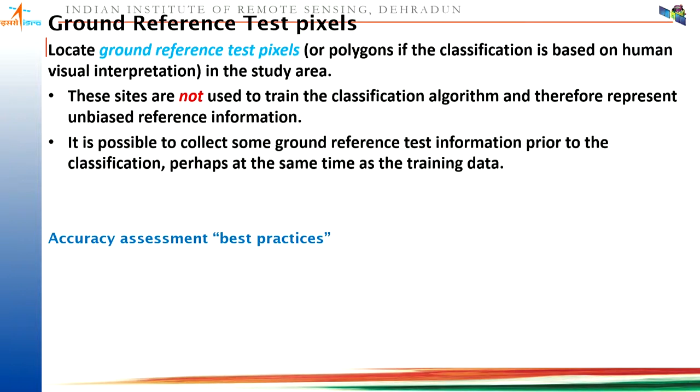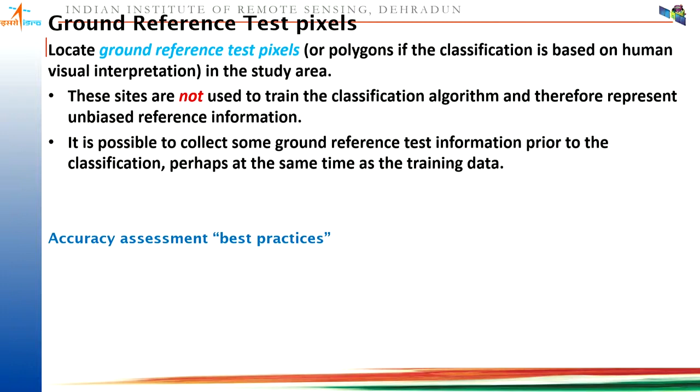Now, the main objective is that for certain specific pixels, for certain specific sites, for certain specific areas, we have to locate these ground reference test pixels. Now, ground reference test pixels, or what we can say is sample pixels, or what we can say is reference pixels in short.